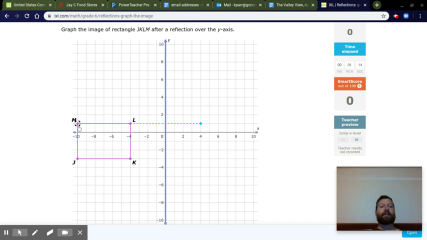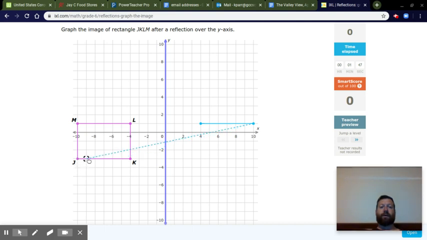And then right here, this M, I can see that it is -10. So that means it's going to be 10 away from the y-axis. So I go 10 away this direction. Then I count K is 1, 2, 3, 4 away from the y-axis. But you can see that if I put that right there on IXL, it's going to get all wonky, and that line is going to be messed up. So really what that point is looking for is this.